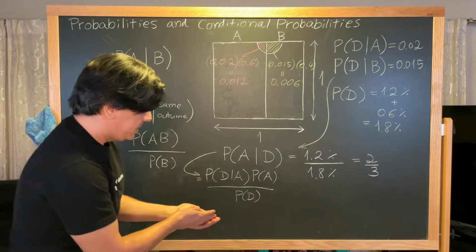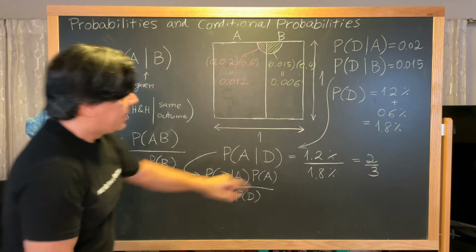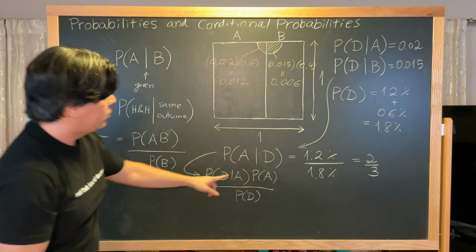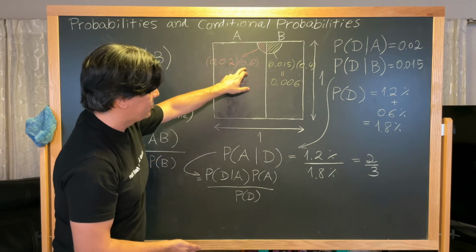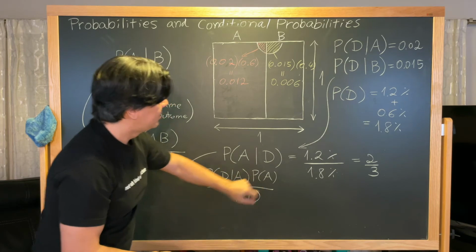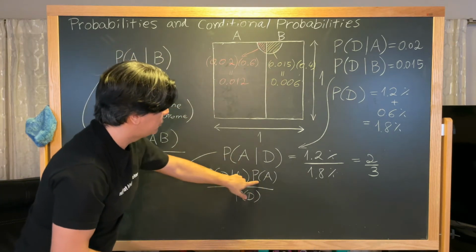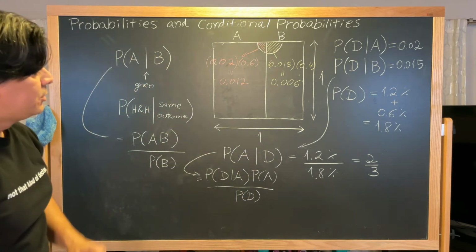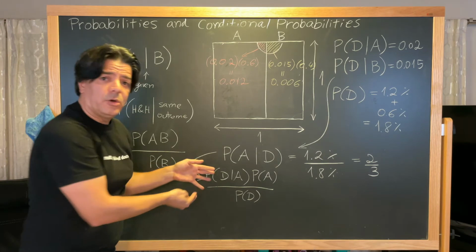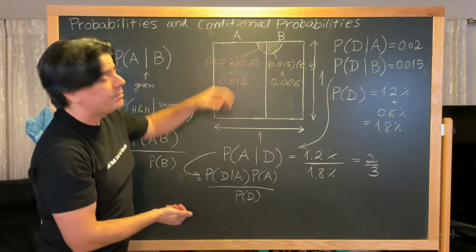Because P of D is the size of the color gun, right? 1.8. And this 1.2 came from where? Well, knowing that it's on the A side, meaning the 60%, what is the chance it's defective? It's the 0.02. So 0.02 times the 60. Okay. So we effectively did the calculation the formula prescribes, but not thinking of the formula, thinking of the picture.